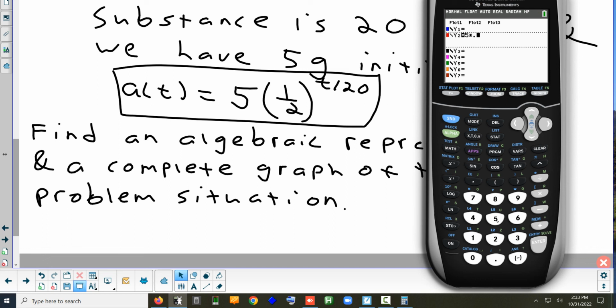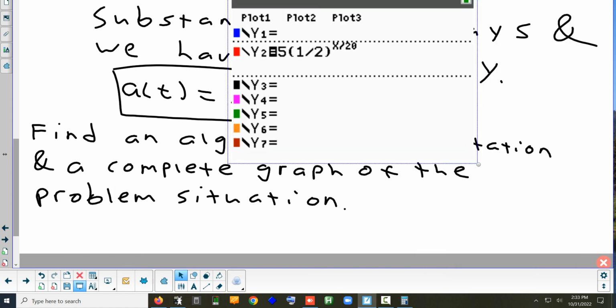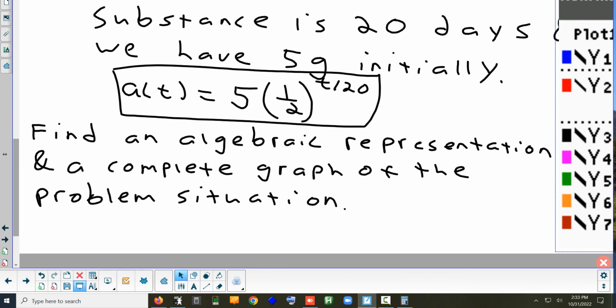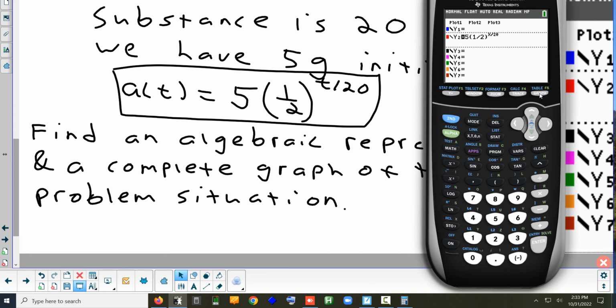Let's type in 5 times 0.5. If you want to do 1/2, you can. Maybe I should show you how to type it in as a fraction. Let's do it like that. I know the exponent's a little hard to see, but that's what it looks like. 5 times 1/2 to the x over 20. Okay, hit graph. So there's your substance decaying over time. Notice it's getting closer and closer to 0. It's never going to be gone. You're always going to have a little bit left.